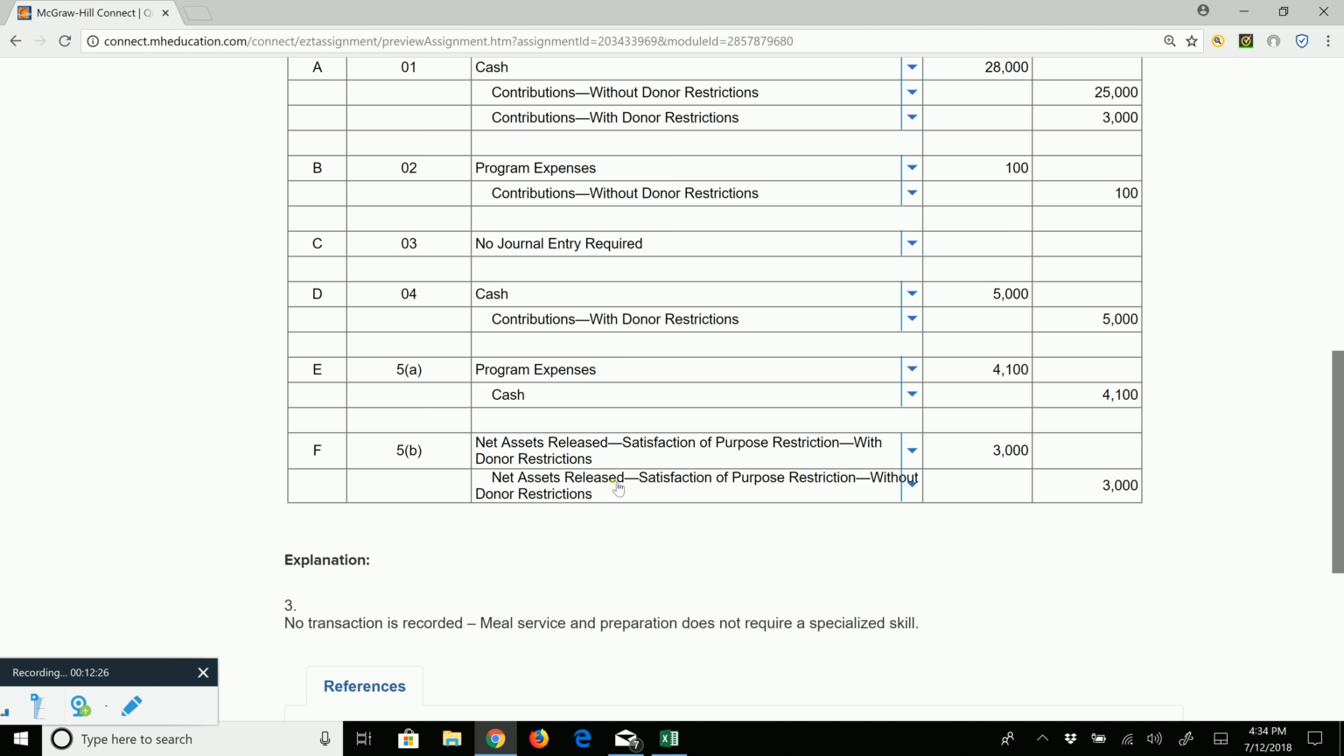Okay, it's a swap. These are accounts on the operating statement, just like revenue and expense accounts. These net assets released accounts work the same way. Debits will reduce and credits will increase.